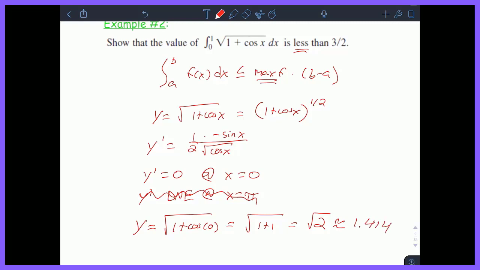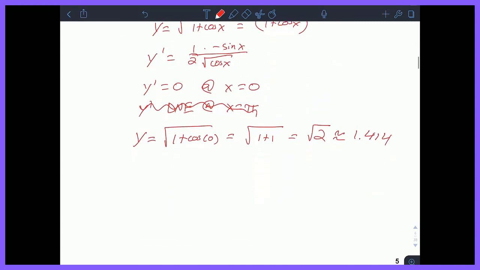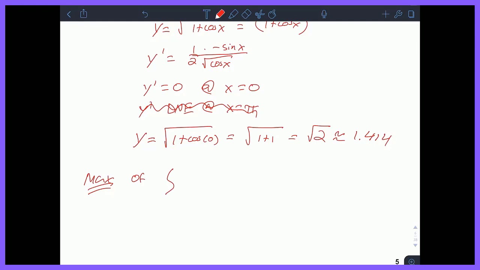Well, I'm trying to prove the integral is less than 3/2. But I know the maximum of the integral from 0 to 1 of the square root of 1 plus cosine x dx is the maximum value, which is the square root of 2, times b minus a, which is equal to the square root of 2.